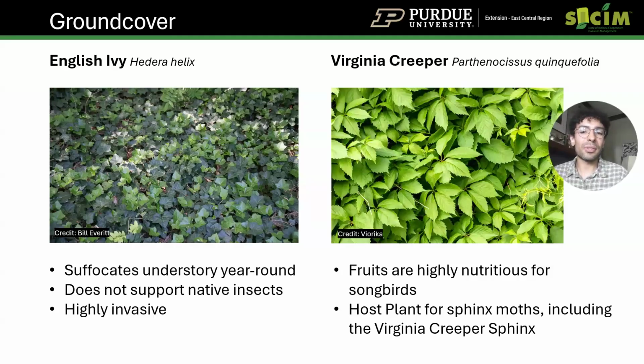Virginia creeper is not really going to form as dense of a ground cover as English ivy, but I think it's one that really can help fill in those gaps, especially in a high shade area. But it's also adaptable to full sun, so it can really play a lot of different roles as you need it in your particular landscaping site. The fruits are really highly nutritious for songbirds, and they are sought out by a lot of songbirds. It's also a host plant for a lot of different moths, including the Virginia creeper sphinx.